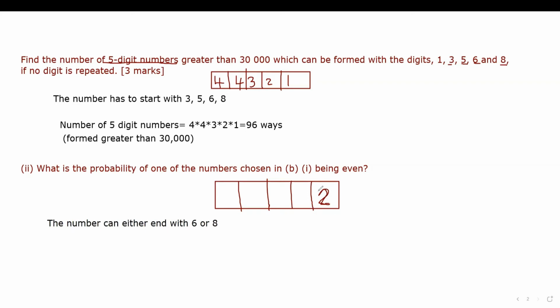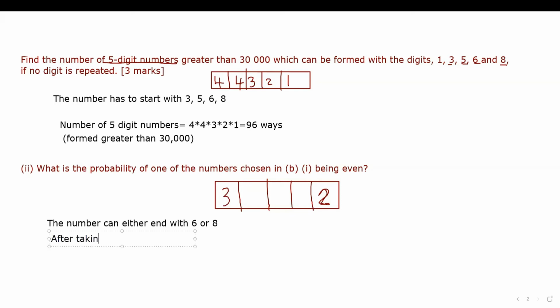Now that we've established that the number can end with a 6 or 8, we need to make sure it's greater than 30,000. After we take out one even number, you're left with 4 other numbers. Of those, you have to take out one, so put a 3 at the front. Why do we put a 3 at the front?